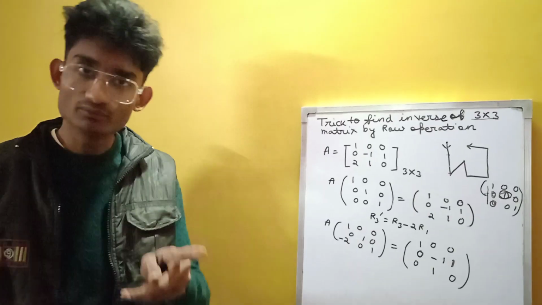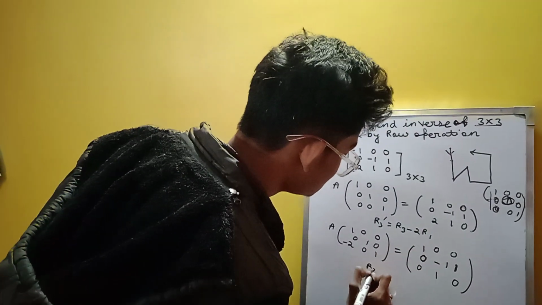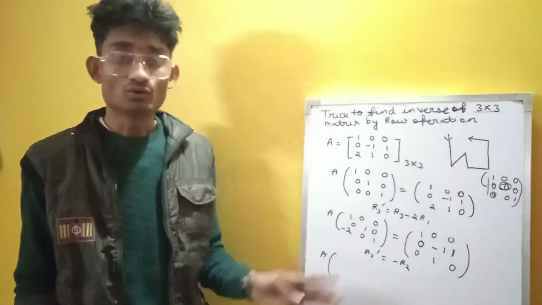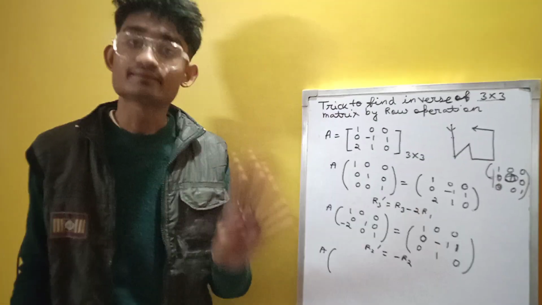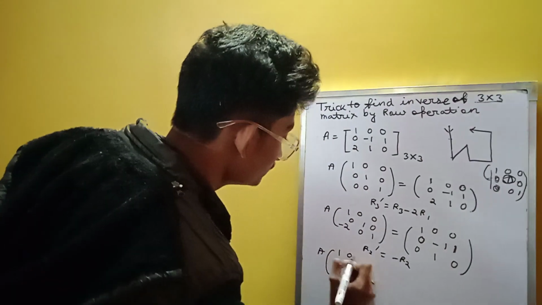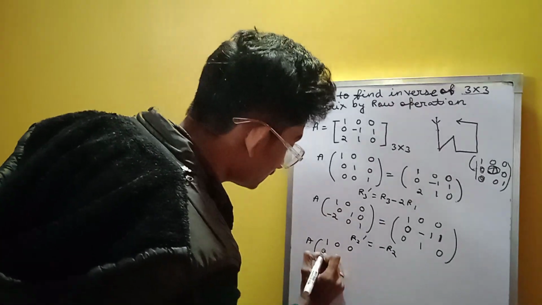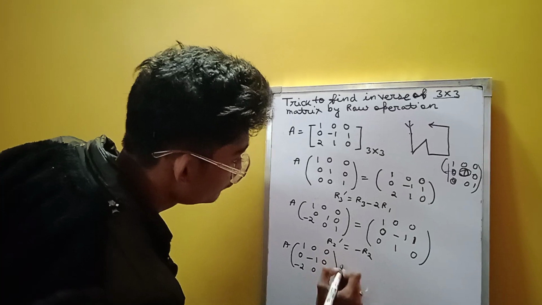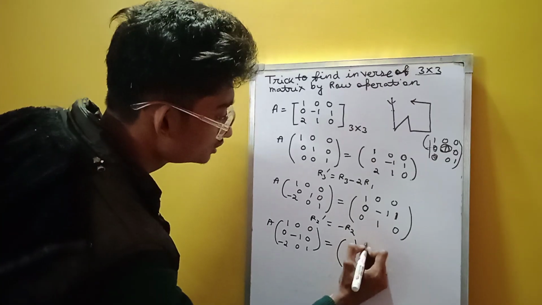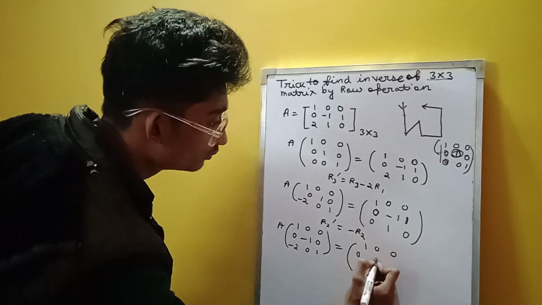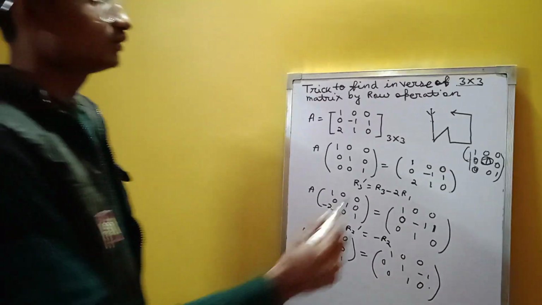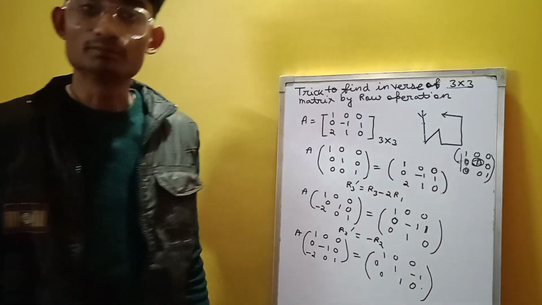I hope you are getting it. So row 2 dash will be negative of row 2. Row 1 stays as it is, and row 3 will be the same. Only the transformed row will be the second row. So 1 0 0, negative of the second row is 0 1 and negative 1 and 0, and row 3 is 0 1 0. So this much portion has been completed.